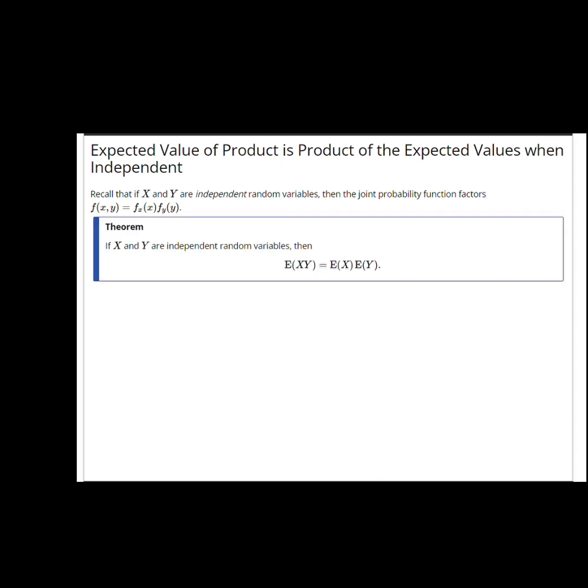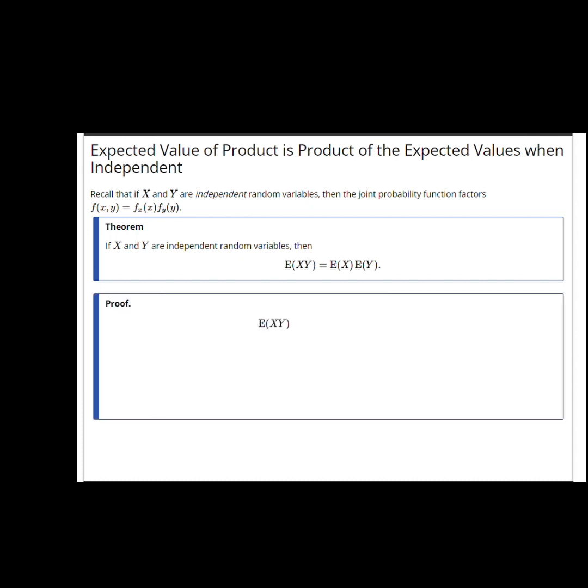I said earlier that the covariance is 0 if the two random variables are independent of one another. Remember what that means. That means that the joint probability function factors into a part corresponding to x, f_X of x, and the marginal distribution of y, f_Y of y. In this case, if x and y are independent random variables, then the expected value of x times y is E of x times E of y. The proof is quite simple.